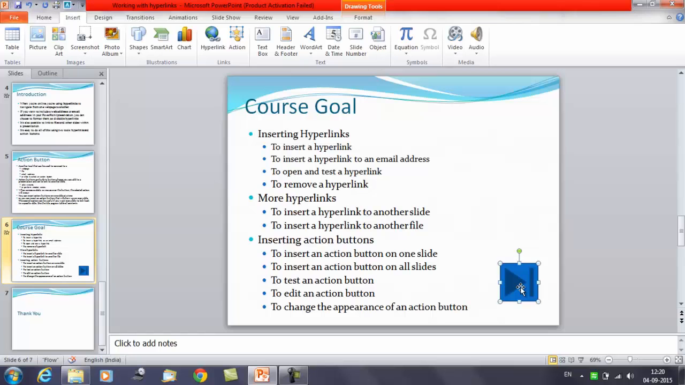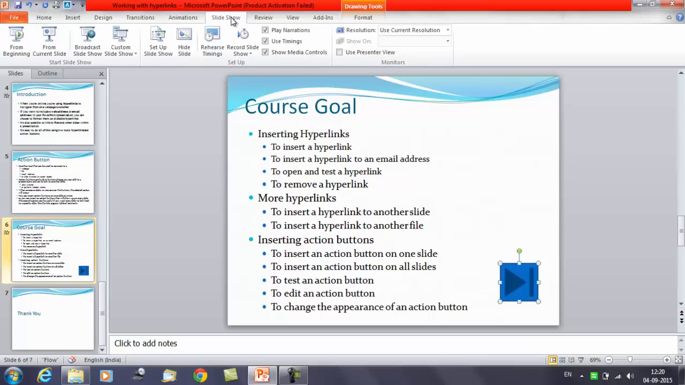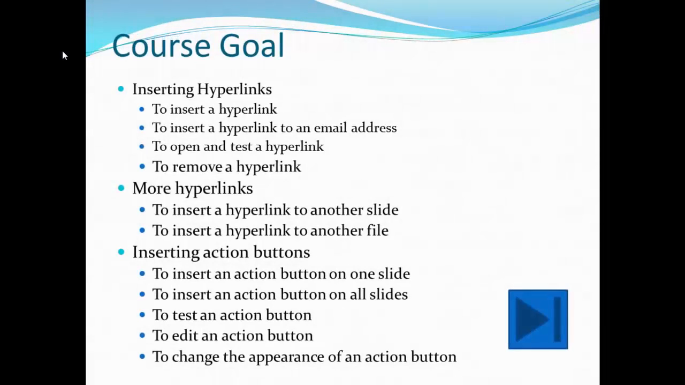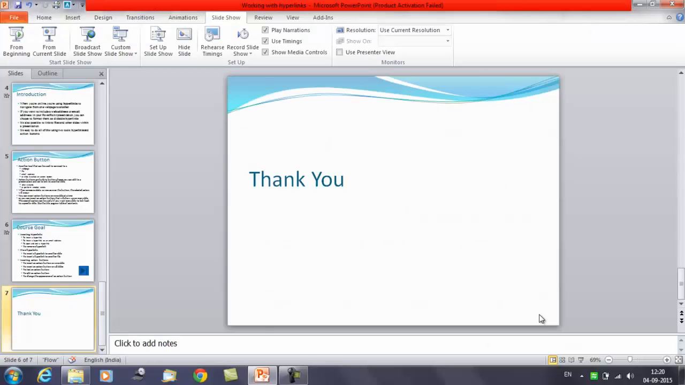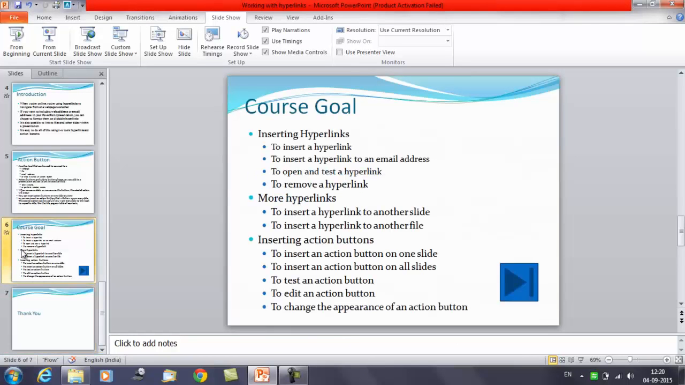Now you want to test it. Then how do you do it? You need to run the slideshow. Click on the slideshow and then you can select the option from current slide. You have got the action button here. Now the action we have performed is that we'll click on this and it will take you to another slide. You click here and you are on the next slide. The next slide after this is the last one.